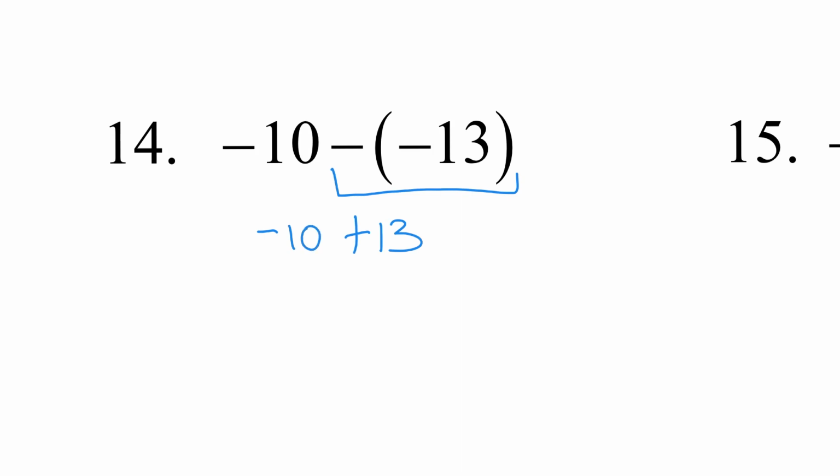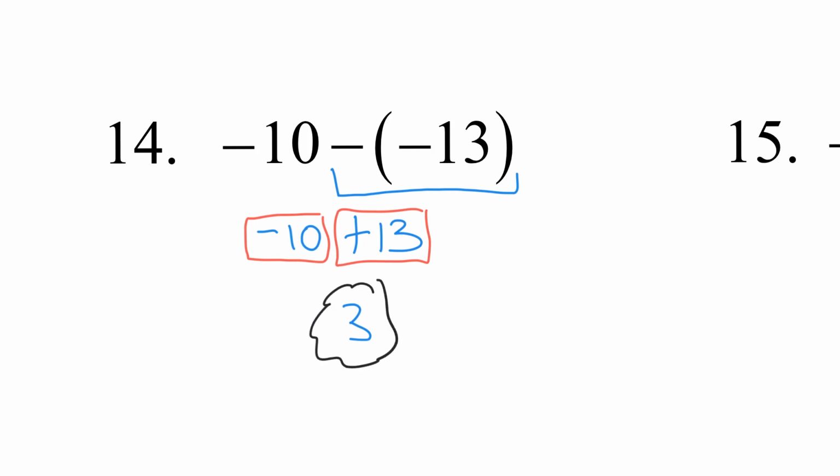So now you follow the rules. Let's go ahead and check the signs. We have a negative 10 and a positive 13. They have different signs, so you subtract the numbers and keep the sign of the biggest number. 13 minus 10 is 3, and the biggest number is 13, which is positive. So my answer is positive 3. Negative 10 plus 13 is positive 3.